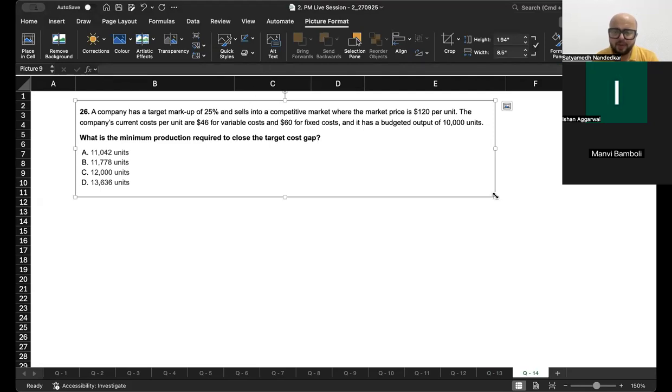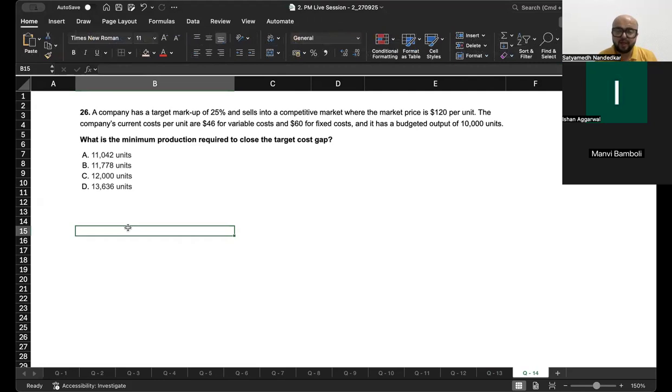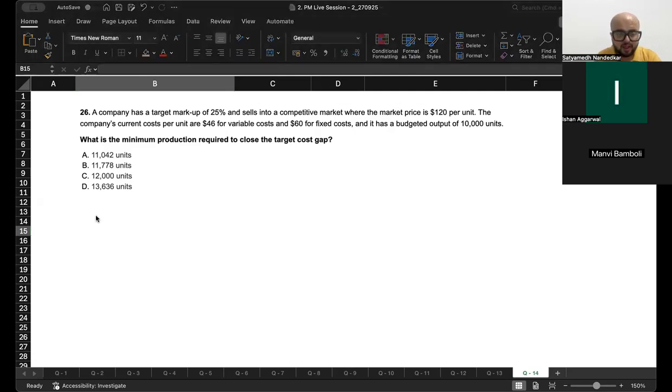A company has a target markup of 25% and sells into a competitive market where the market price is 120 per unit. The company's current costs per unit are 46 for variable, 60 for fixed, and it has a budgeted output of 10,000 units. What is the minimum production required to close the target cost gap? This is a little different. We haven't seen something like this in the questions.